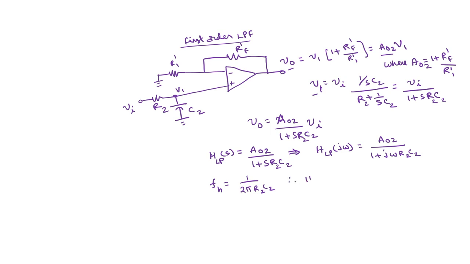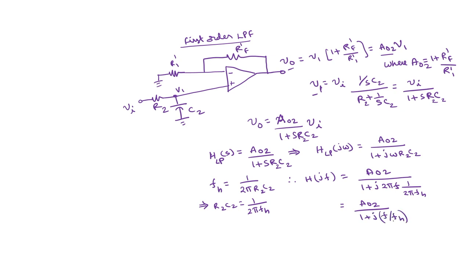Therefore, H of j F is equal to A02 divided by 1 plus j 2 pi F, and R2 C2 will be 1 by 2 pi FH. The 2 pi gets cancelled, and we get A02 by 1 plus j F by FH. Or the magnitude of the low pass response is A02 by square root of 1 plus F by FH whole square.